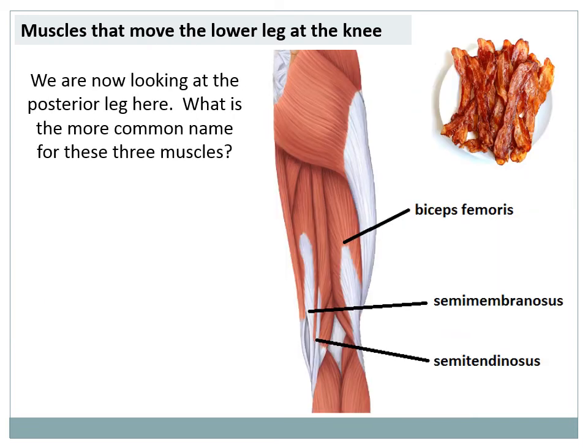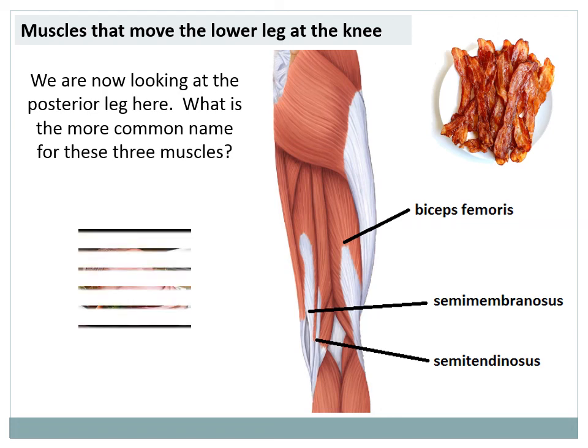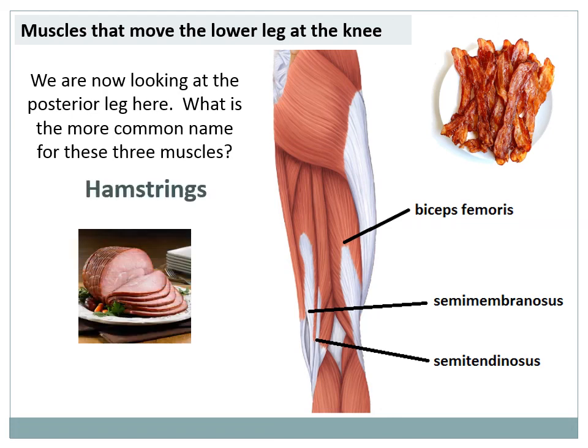All right, now we are looking at muscles that move the lower leg at the knee. We have the biceps femoris, the semimembranosus, and the semitendinosus on the back of your leg, so we have the quads in the front. What do we typically call the muscles that are on the back of the leg? Yeah, we typically call these the hamstrings, right? So these are typically the hamstrings.